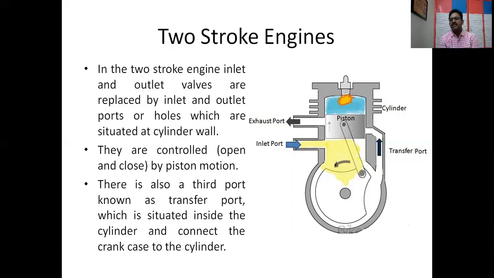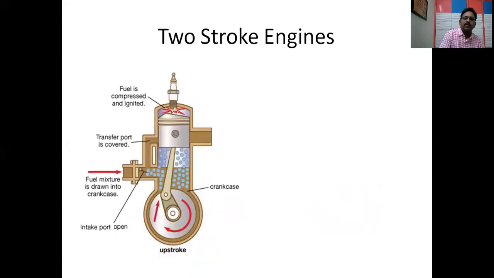And apart from these, you have one more port called the transfer port. This transfer port is inside, not on the outer walls of the cylinder, but within the cylinder. It will be connected between the crankcase and the engine cylinder, that is the combustion chamber. So it will be connected internally. So we have a third port here, but in the 4-stroke engine you have only 2 valves; the third valve, a transfer valve, will not be there. But here you have the exhaust port, the inlet port, and apart from that, a transfer port. Now, the 2-stroke engine.